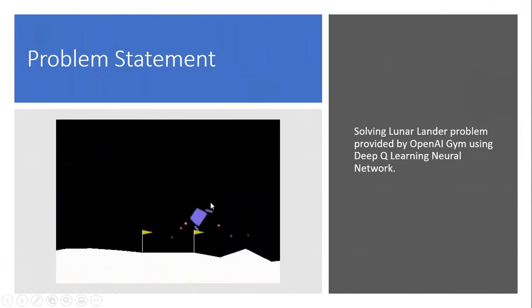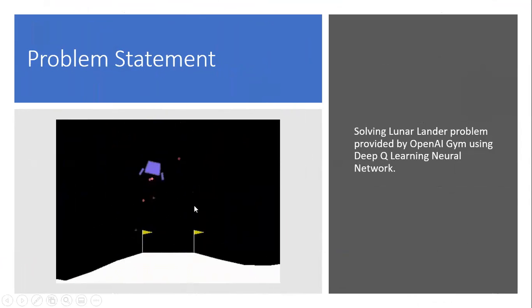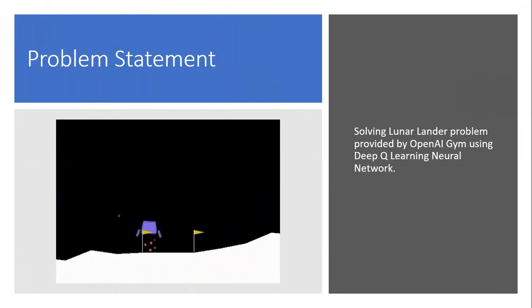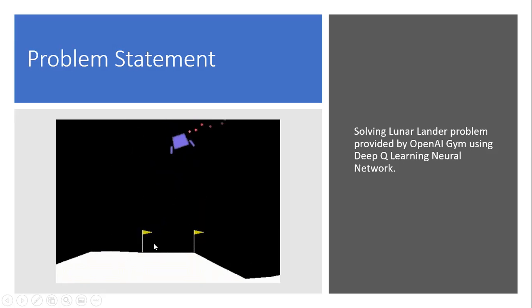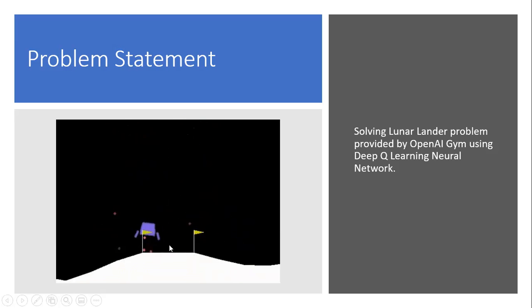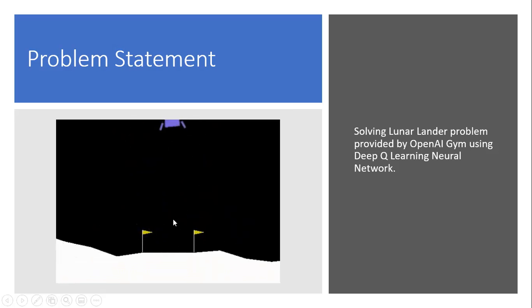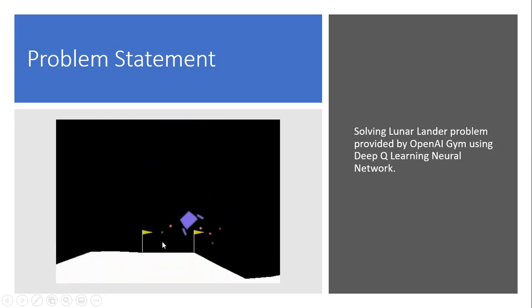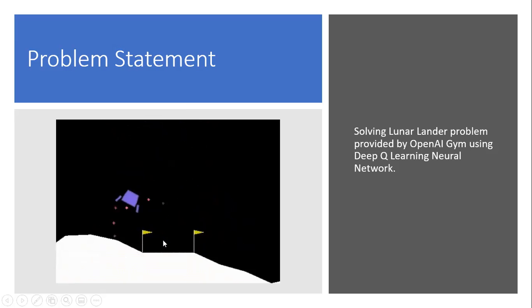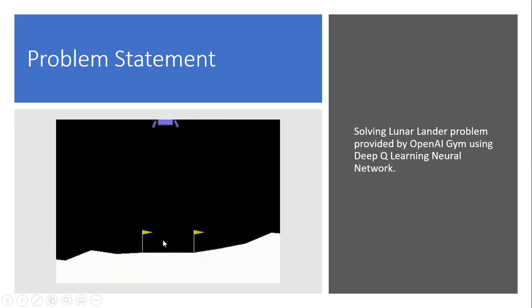As you can see in the picture, we use reinforcement learning to land the lunar lander in between the two flags. We get a positive reward if the lander lands in between the two flags, which is a landing pad, and we get a negative reward if the lander lands outside the two flags.